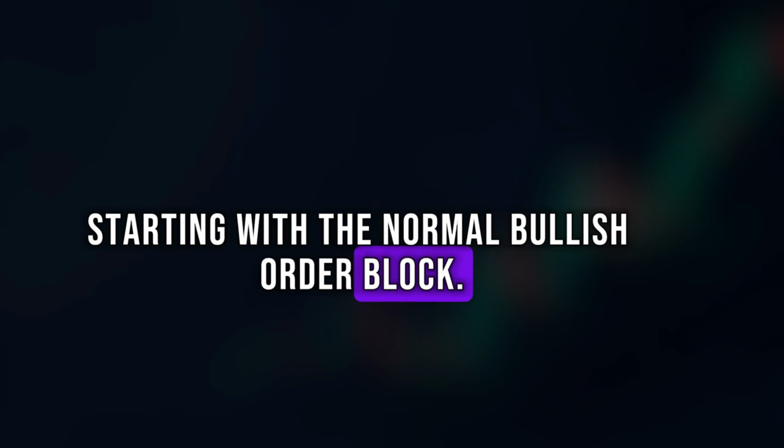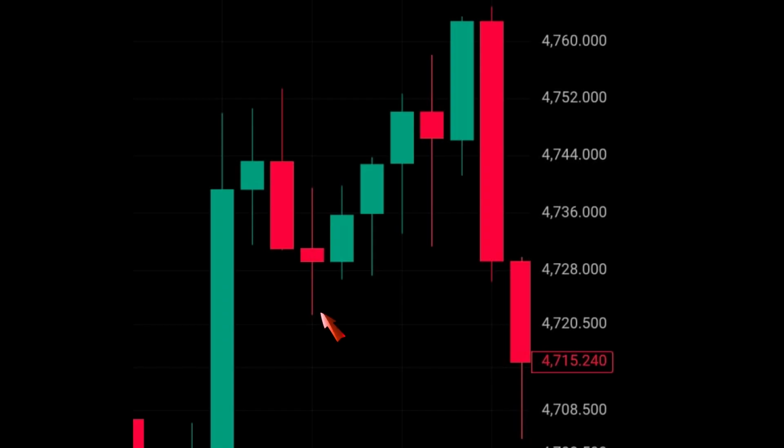Starting with the normal bullish order block. Here, price forms several consecutive bearish candles, then suddenly, a bullish candle aggressively closes above them, creating bullish displacement. Now notice, this move did not sweep liquidity, and it did not leave behind a fair value gap. So this would simply be considered a normal bullish order block.